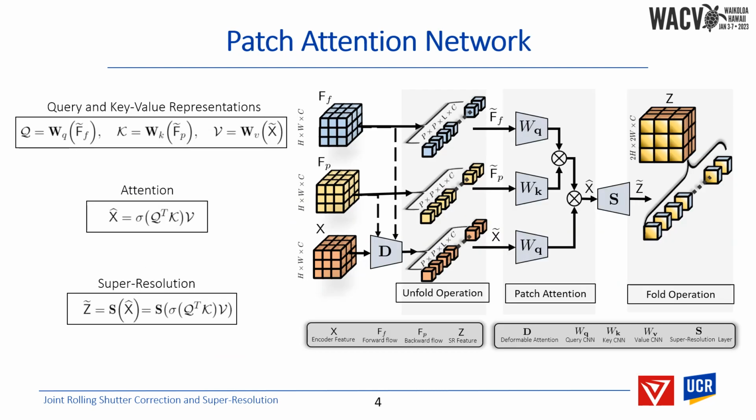This is the encoder features and flow features to incorporate motion information at pixel level. Then output of deformable attention along with flow features are unfolded into patches and patch level attention is computed using equations shown here. Followed by passing the feature through a super resolution layer to obtain high resolution feature, which is then used by the decoder to generate high resolution global shutter frames.